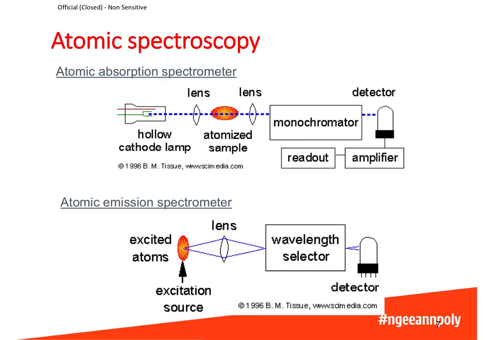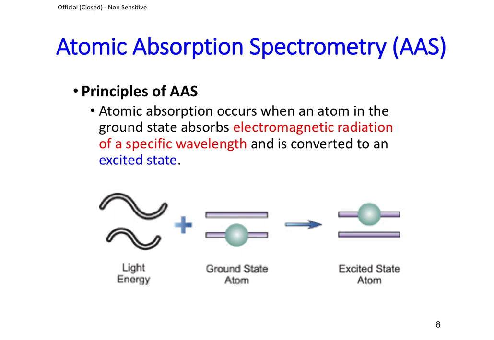There are two types of atomic spectroscopy: atomic absorption spectroscopy and atomic emission spectroscopy. In this section, we'll be looking at atomic absorption spectroscopy first. Atomic absorption occurs when an atom in the ground state absorbs electromagnetic radiation of a specific wavelength and is converted to an excited state. In this diagram, we see an electron occupying the lowest available energy level. So this is an atom in the ground state, and by absorbing radiation of a specific wavelength, the electron can move up to a higher energy level, and this is called an excited state.